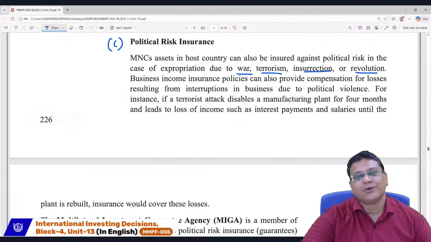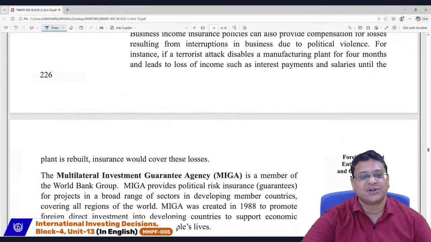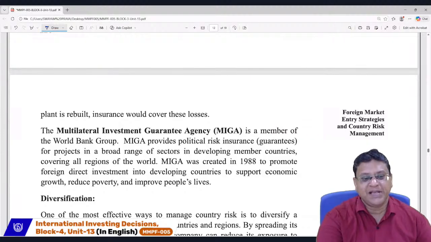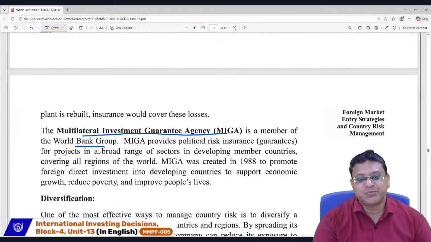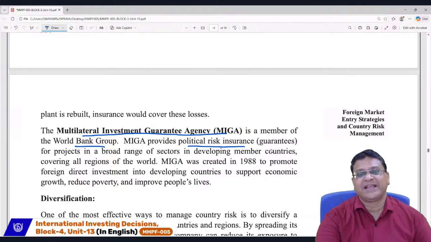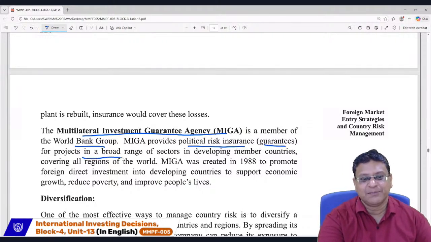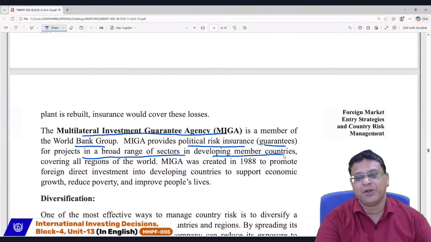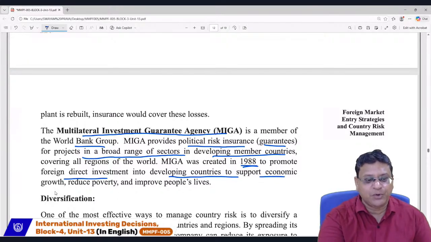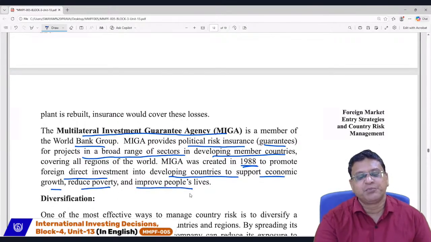The World Bank also provides political risk insurance through its sister concern, known as MIGA, the Multilateral Investment Guarantee Agency. It is a World Bank Group association. It provides political risk guarantees for projects in a broad range of sectors in developing countries. MIGA was created in 1988 to promote FDI in developing countries, to support economic growth and reduce poverty, and improve people's lives in developing countries.